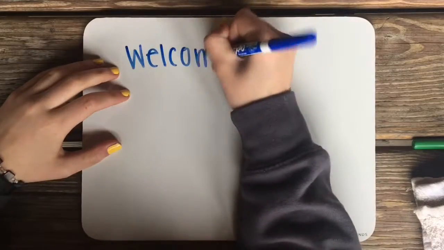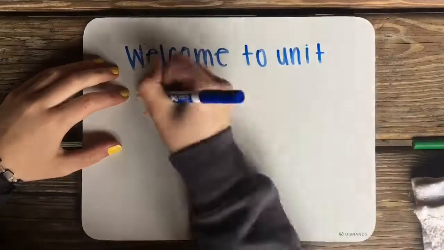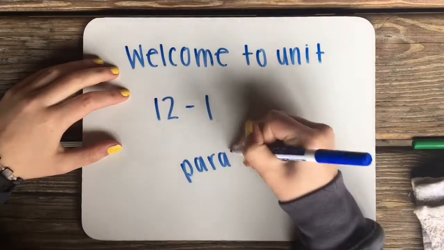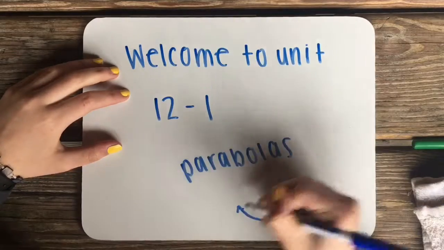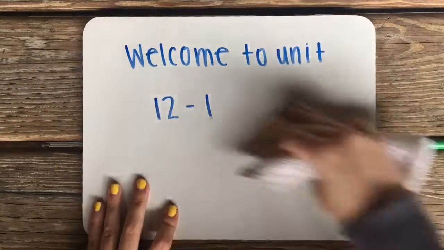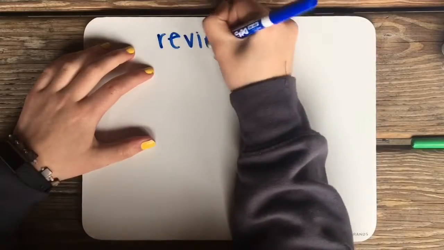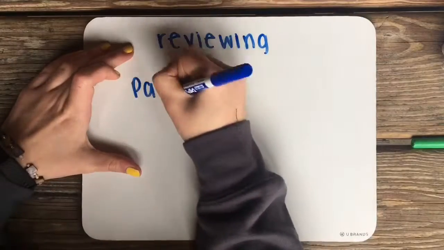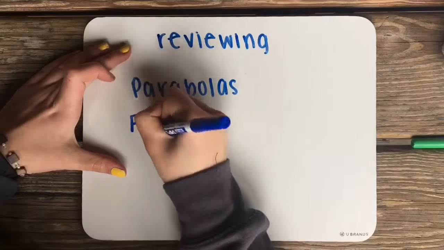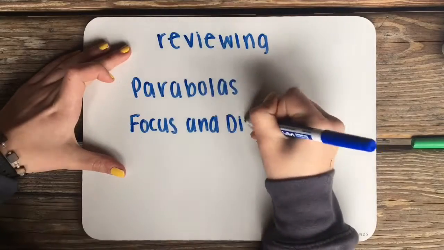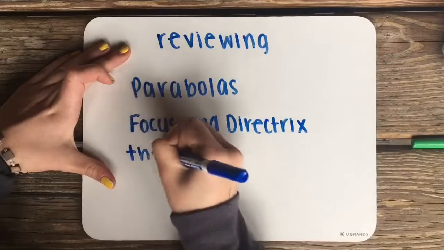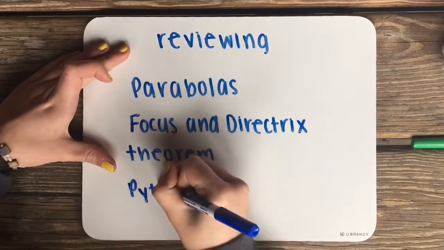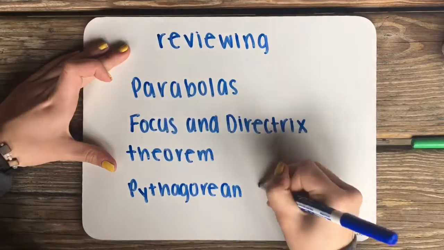Welcome to Unit 12.1. Today we're going to be talking about parabolas, which should be a review from Algebra 1. Some things we'll be reviewing in this lesson are pretty common. We'll be reviewing parabolas, focus and directrix theorem, and Pythagorean distance formula.